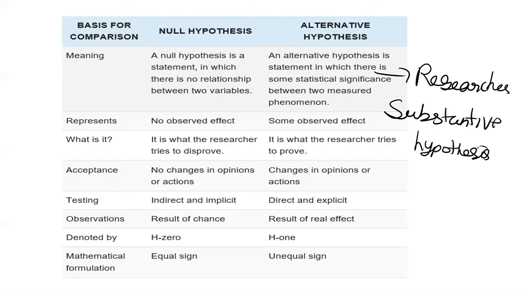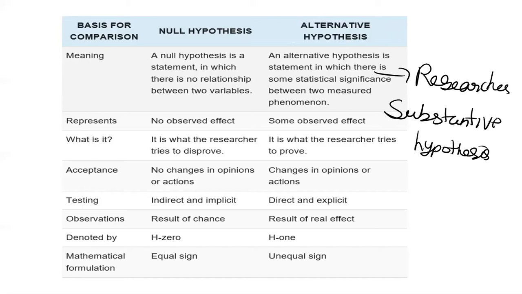Then let's see the second one: the null hypothesis has no observed effect and the alternate hypothesis has some observed effect. Then the null hypothesis is what the researcher tries to disprove. Null means ND, the researcher tries to disprove, and alternate hypothesis is AP, what the researcher tries to prove. Okay, then acceptance: there are no changes in the opinions or actions in the null case. In case of alternative, there will be changes in the opinions or actions.